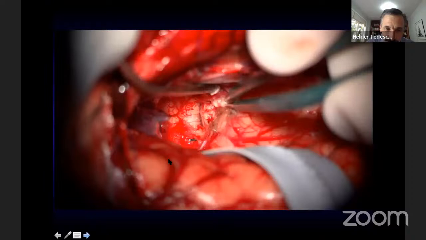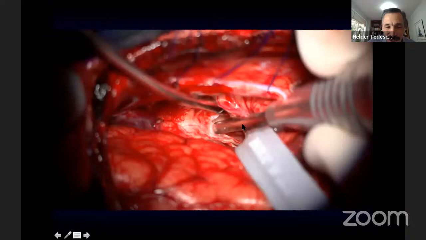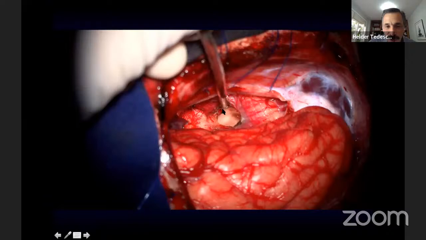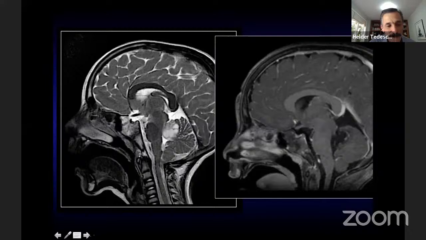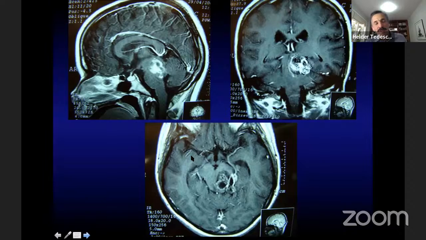This is the quadrigeminal plate. This is the angle between the central lobule and the quadrigeminal plate. Working with the suction and the bipolar and ultrasonic aspirator, we end up with this. And this is the superior part of the floor of the fourth ventricle. And then this is pre-op and this is post-op. So selecting the cases, the route is very, very important. Again, just to show a little bit more experience and try to put it together with the anatomy.